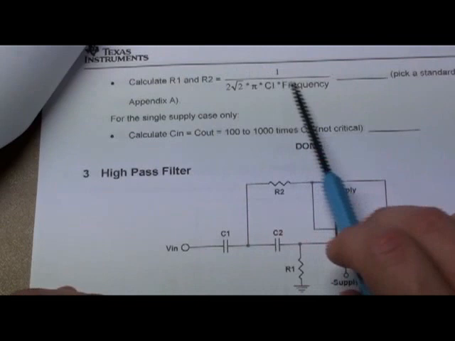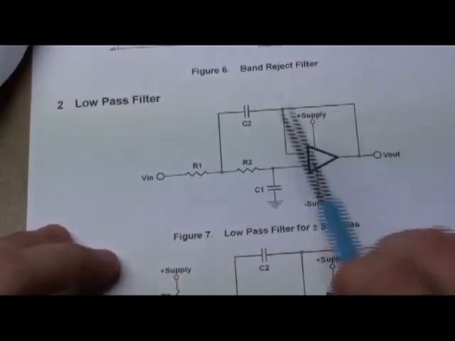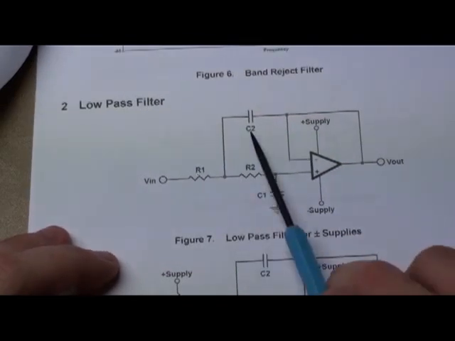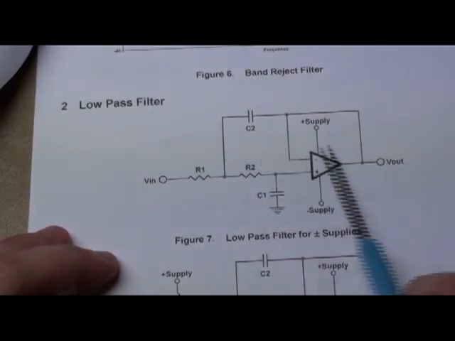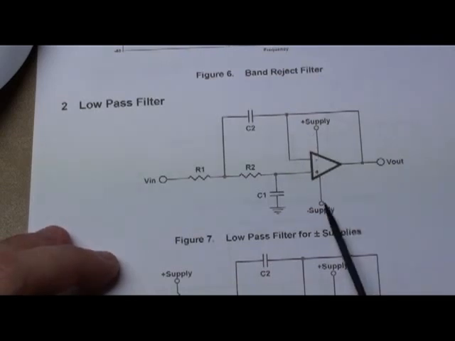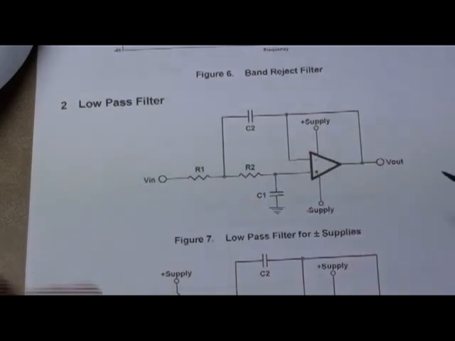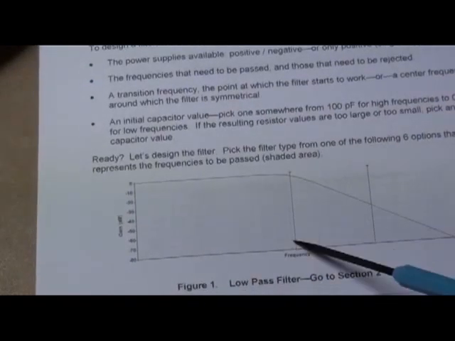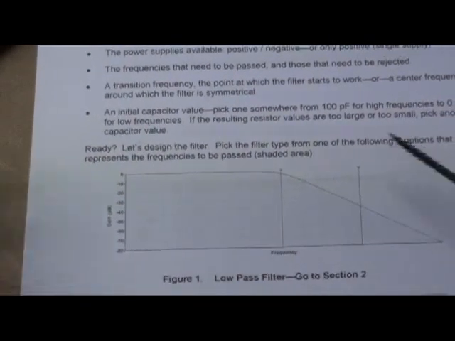And then you're done. You just go back to the circuit, build it, put in your R1, put in your R2, put in your C2, put in your C1, put the op amp in, connect the supply, and you're done. That will build you a filter that goes like this.